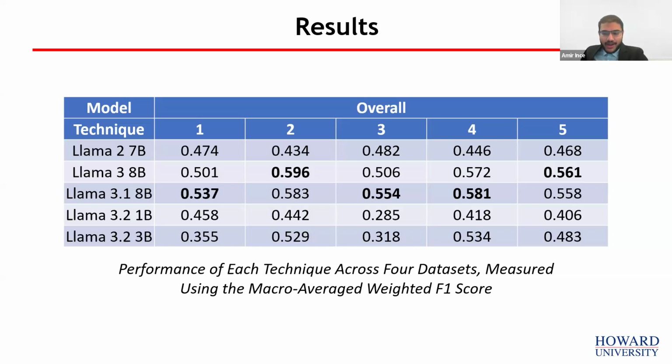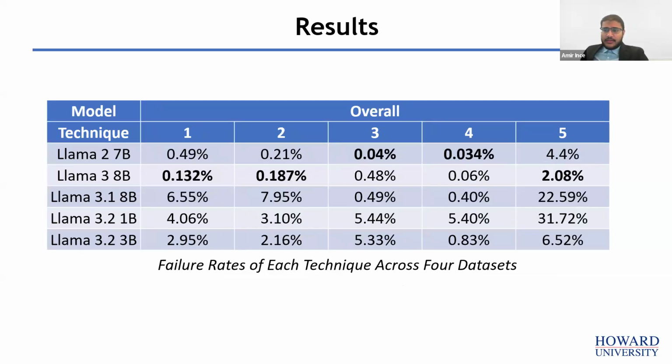However, with method 5, in some cases, it actually decreased performance, likely due to overfitting and other challenges. Here we have a table detailing the average failure rate of each Llama model for each prompting technique. From the previous table, we saw Llama 3.1 8 billion performing very well, but now we see here it is kind of vulnerable to failure in certain techniques.